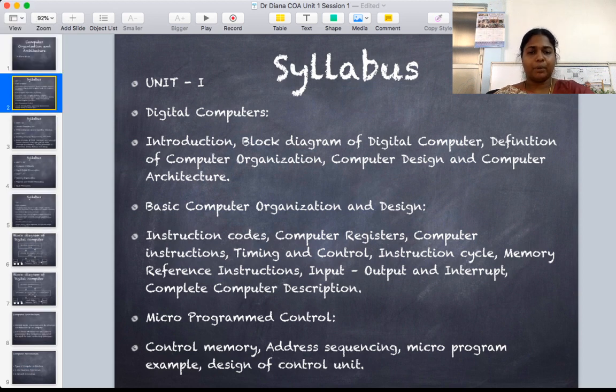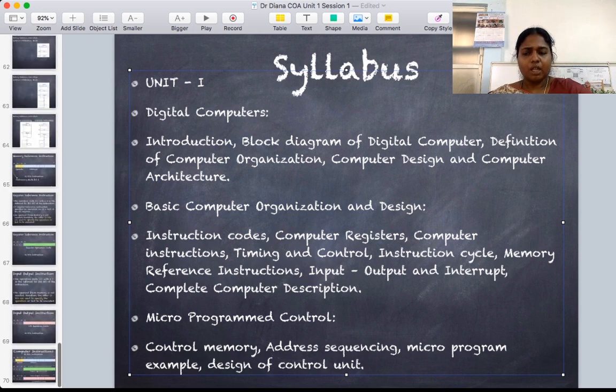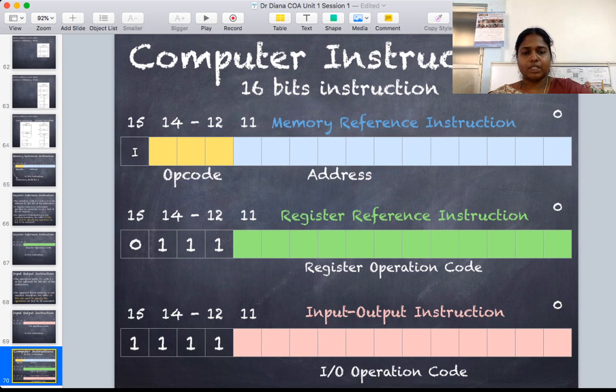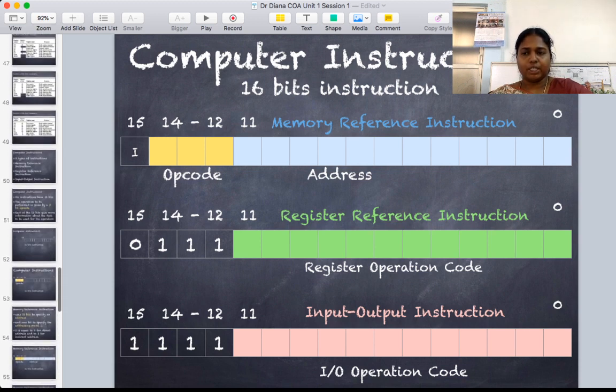Then we have seen computer registers. What are the different types of registers we have seen? Data register, accumulator, temporary register and instruction register, all are 16-bit registers. And we have seen PC, the program counter, and AR, the address register. Both are address registers that are 12-bit long, and two other registers, the input and output registers, which are 8-bit long. Then we have also seen the three different types of instructions: memory reference instruction, register reference instruction, and input output instruction.